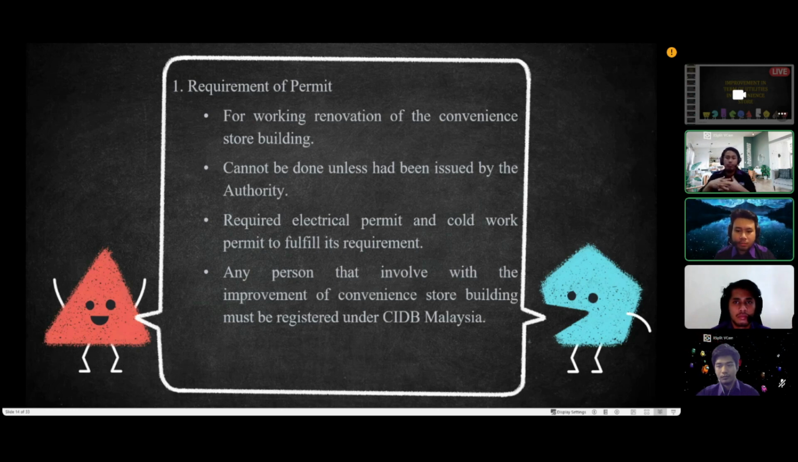First of all is the requirement of permit. As you can see here, the first thing we need to know for renovation work on the convenience store building is the permit requirement, because it cannot be done unless permission has been issued by the authority or the management. It also requires an electrical permit and a co-permit to fulfill its requirements. And last but not least, any person involved with the improvement of the convenience store building must also be registered under the CIDB Malaysia, which is the Construction Industry Development Board.